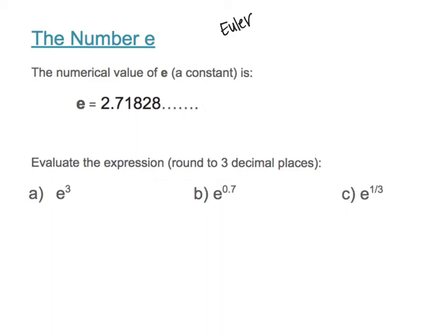So e to the first power is 2.718 and so forth, right? Now we want to evaluate the expression to other powers, as you can see here. Let's take a look at e to the third power. It would be awful for you to multiply this out, and almost impossible for you to multiply this 3 times, right, to get e to the third power. So we use our calculator to help us out.